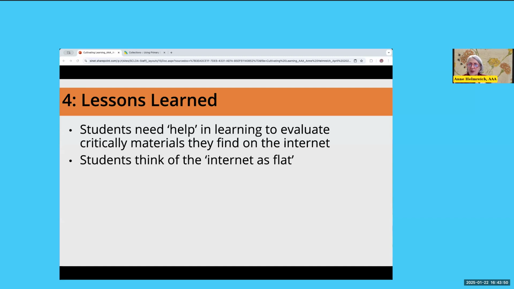It's like working with them in a library. How do you find things in a library? How do you find things in a museum? So you really have to work against that idea that everything can be answered just by putting everything in a Google search box.